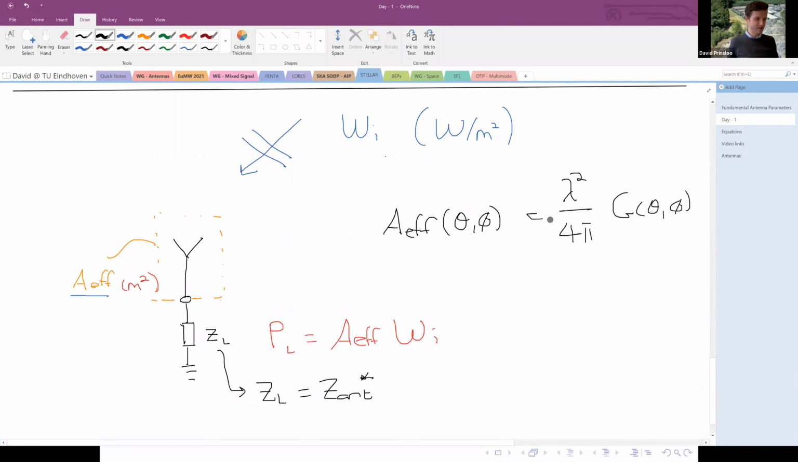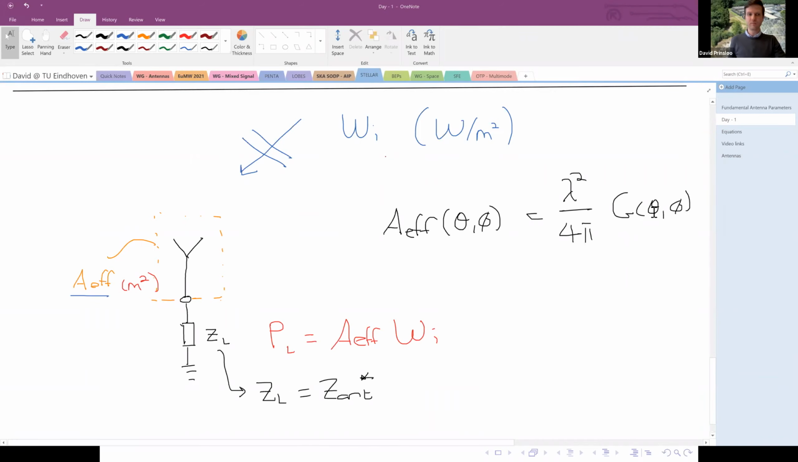Just want to confirm that I did not send you down the wrong path. Indeed, lambda squared over 4 pi multiplied by the gain gives you your effective area. And as I say, just note that one down for yourself. We will get back to that in a while.